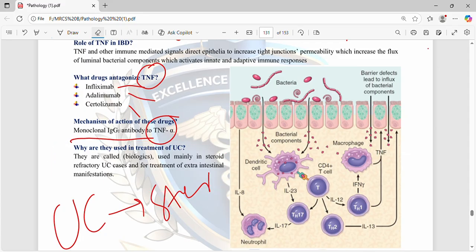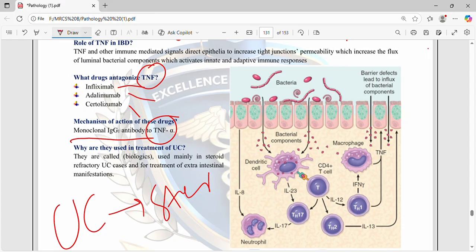So barrier defects lead to influx of these bacterial components or immunogenic components. So they go inside here, and here also bacterial components. You can say that the gut wall becomes leaky. Bacterial components enter the mucosa or the wall. So what happens? The dendritic cells here. These are the dendritic cells.